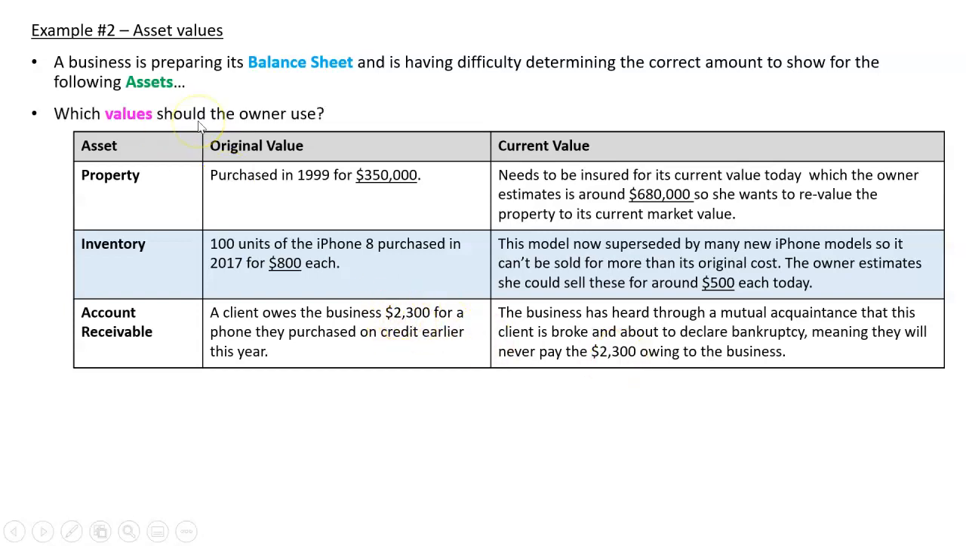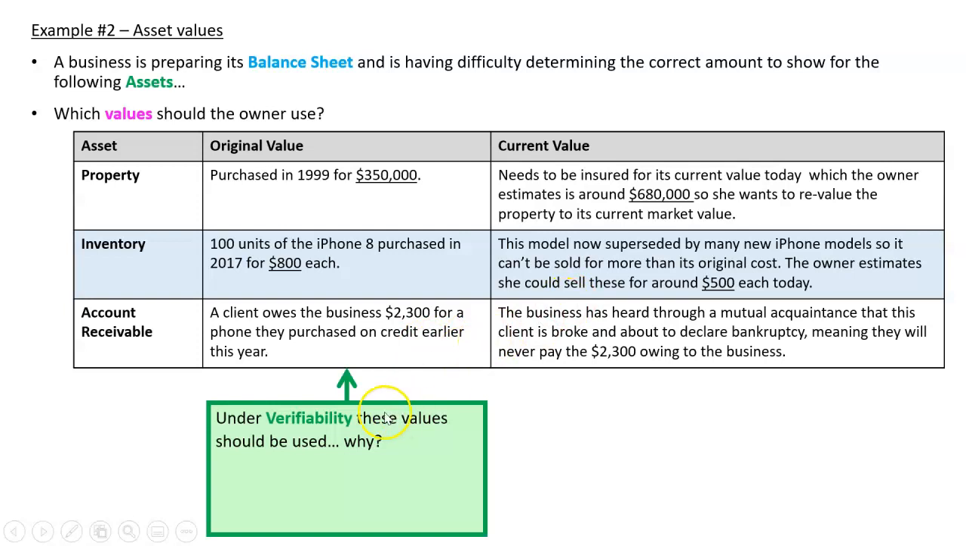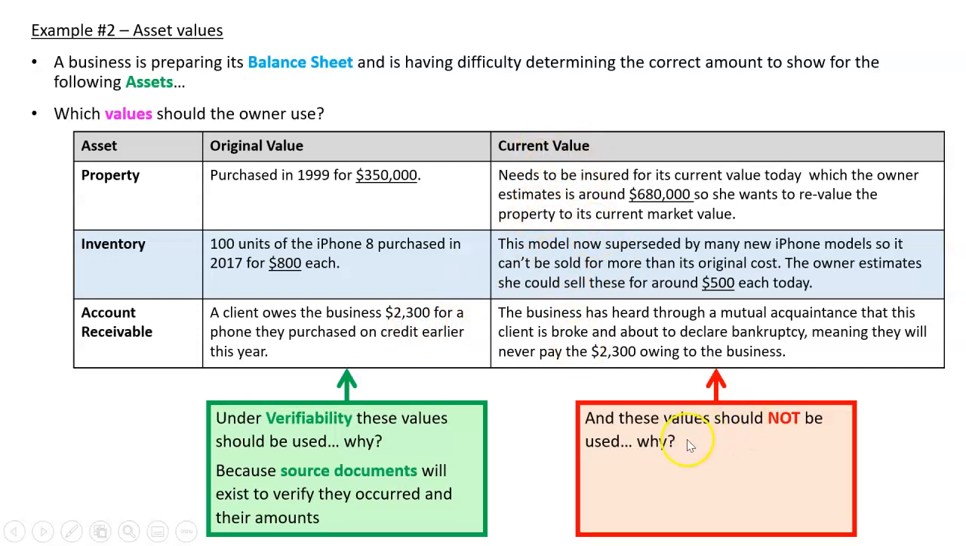But with verifiability, which one should we use? Should we use the original value or the current value? Well, verifiability clearly says we've got to use the original values. Why? There are source documents. There's a source document from 1999 to prove that. There's a source document from 2017 to prove that. And there's a source document to prove that this person owes me $2,300. The current values seem more accurate today, but we can't use them under verifiability. Why? Because they all involve an element of an estimate, a guess, or subjectivity.